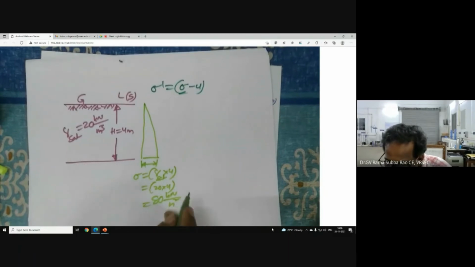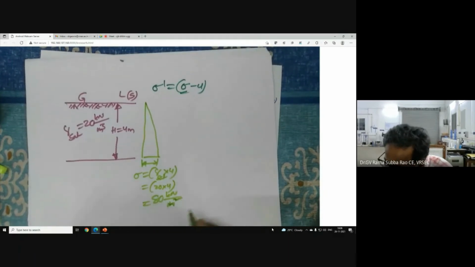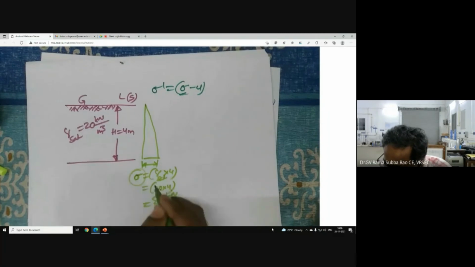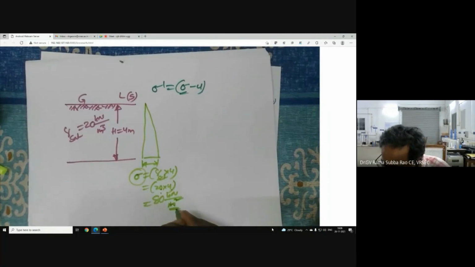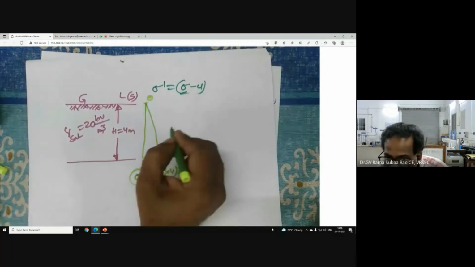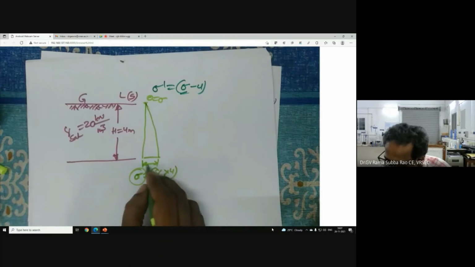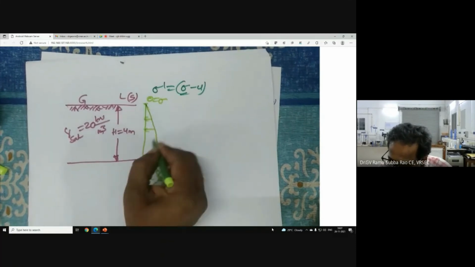Somebody may want to know why I am writing kilonewton per meter square. I can tell you, kilonewton per meter cube into meter gives kilonewton per meter square, which gives the units of pressure. Now it is 0 at ground. Total stress is 0 at ground. This is the total stress distribution diagram, right from top to bottom.